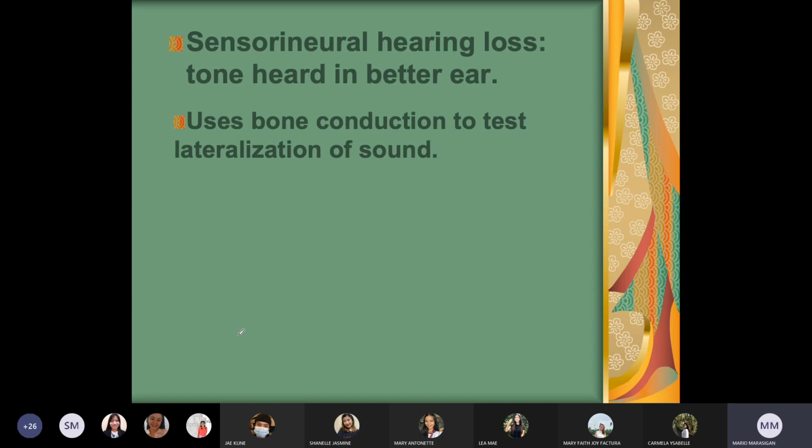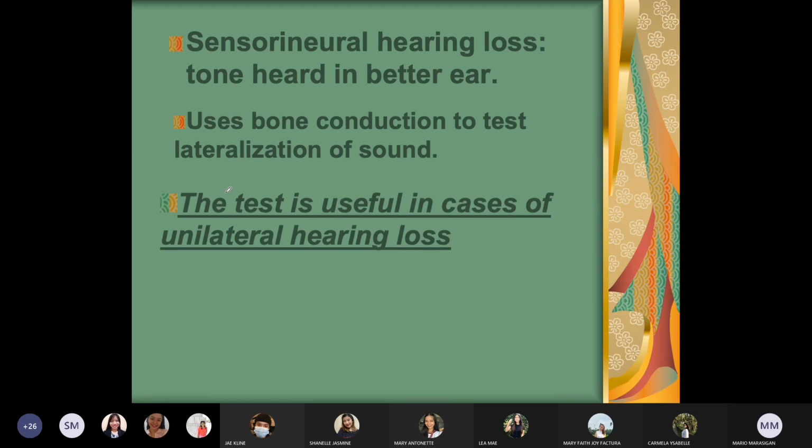Okay? And uses bone conduction to test the lateralization sounds. So the test is useful in cases of unilateral hearing loss. So bago ka naman mag-Weber, na-assess mo na yung patient. No? You already determine where is the problem. Is it on the left or right ear?